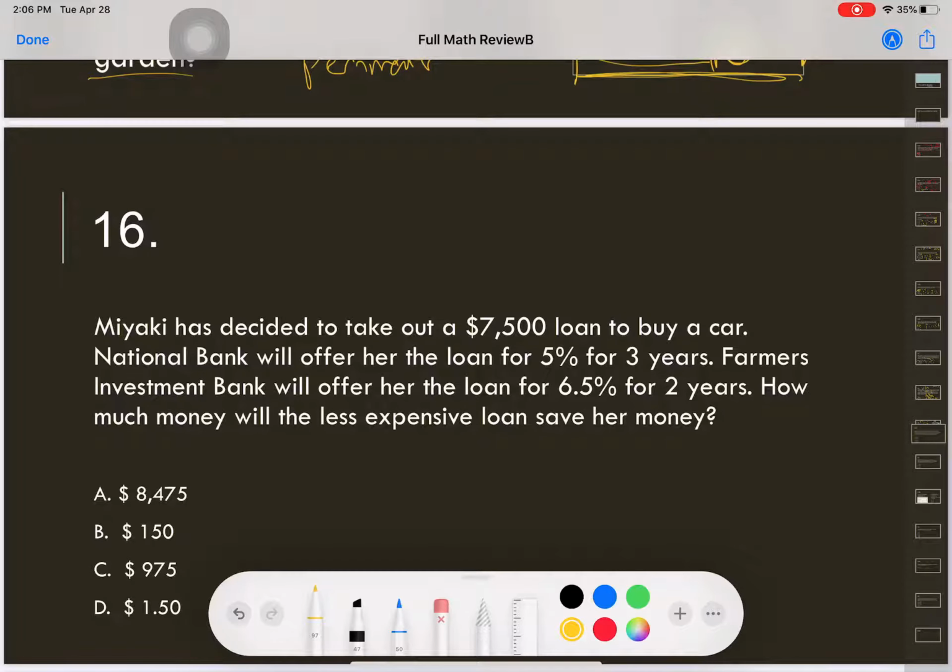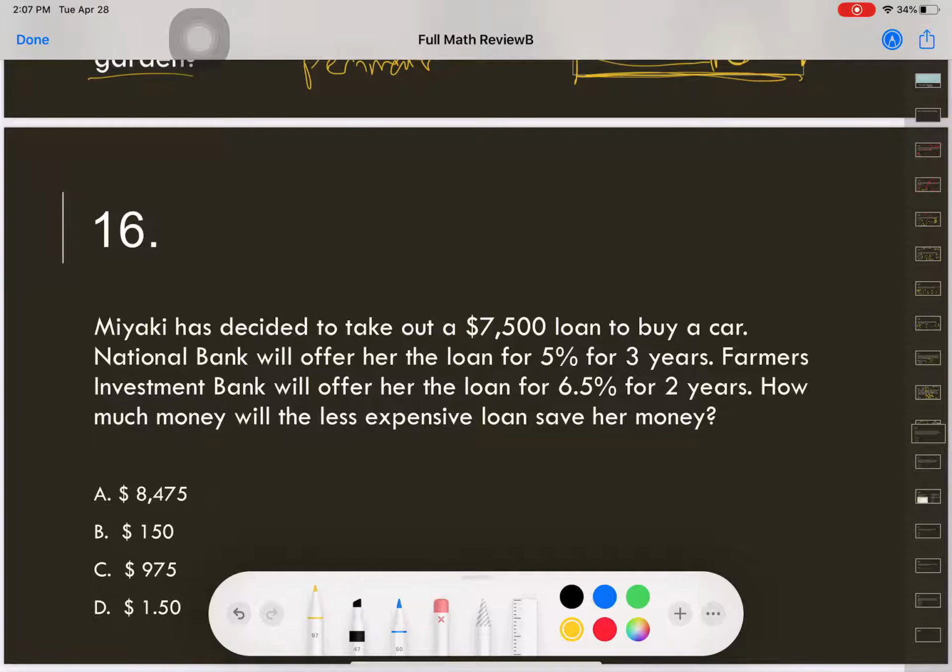16. Miyake has decided to take out a $7,500 loan to buy a car. National Bank will offer her a loan at 5% for 3 years. Farmers Investment Bank will offer her a loan at 6.5% for 2 years. How much money will the less expensive loan save her? Ooh, so on this one, you have 2 different loans, but you're comparing the 2 loans to figure out which one is the best.